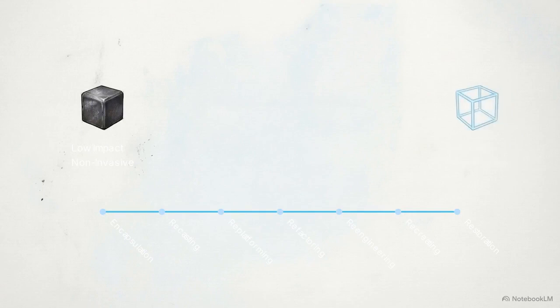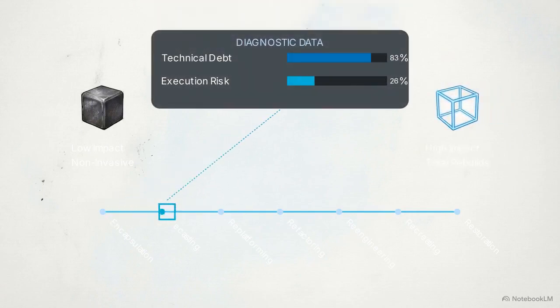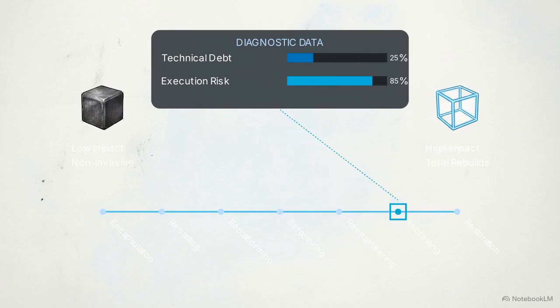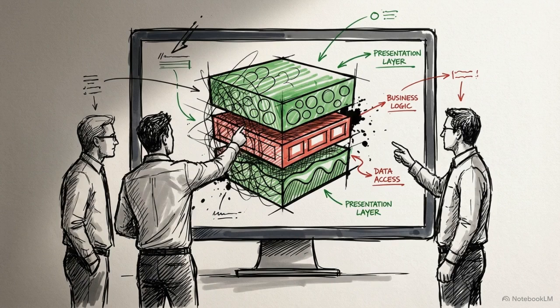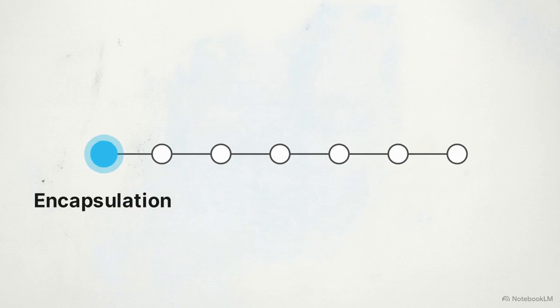On the left, non-invasive techniques require minimal intervention. On the right, total system rebuilds. An enterprise architect uses this to diagnose technical debt and evaluate severity, matching it to the correct intervention. Successful modernization requires calculating exactly how to decouple the trapped layers of an application without bringing the business to a halt. Starting on the far left of the spectrum, we find the least invasive approach, encapsulation.